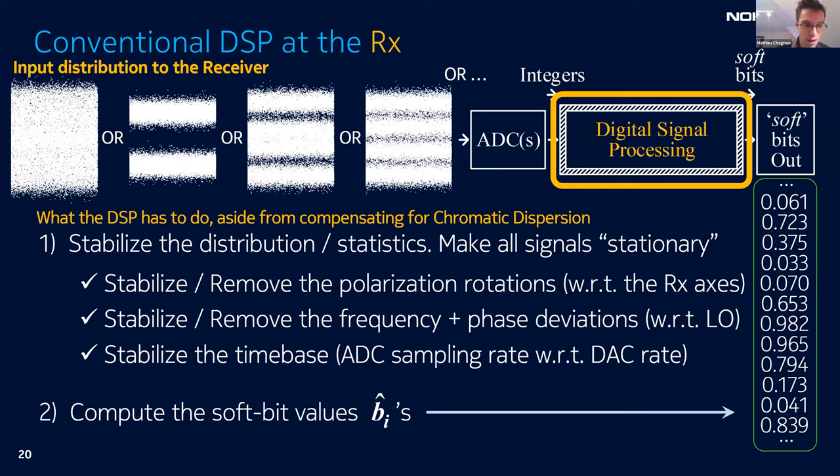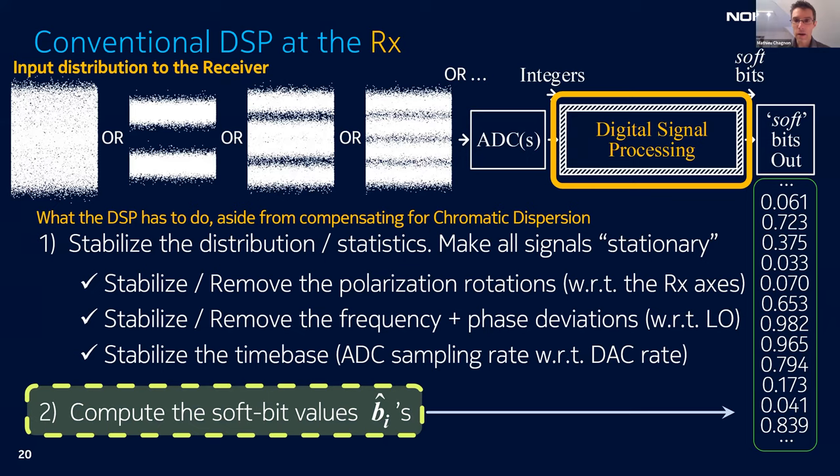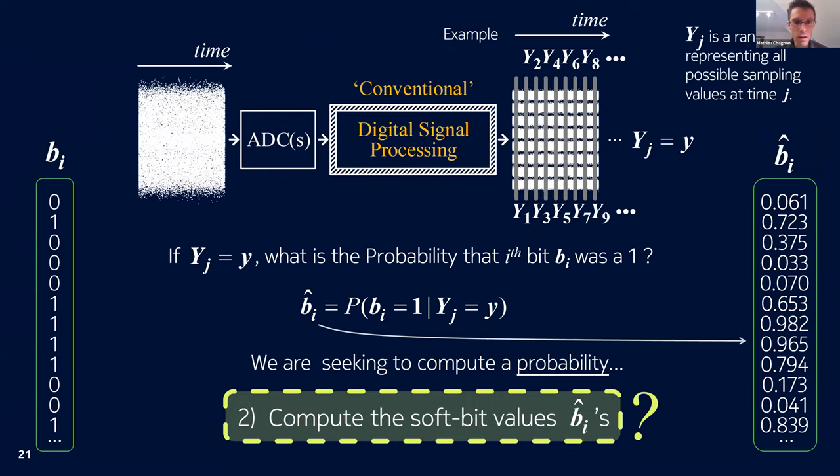And then once that's all done, you can compute the soft bits, because I need something that's stationary to compute the soft bits. I want to talk about that in this slide now. We are seeking to compute a probability. Let's say that with conventional DSP, I'm able to stabilize and get some estimate of what was transmitted, for instance some estimate of an 8-level signal or what have you. For each time bin, I'm sampling that. Let's say that for the jth time bin, the sample value is Y. So the question is, knowing that I'm sampling a lowercase y, what is the probability that the ith bit was a 1? Again, knowing that I'm sampling a y now.